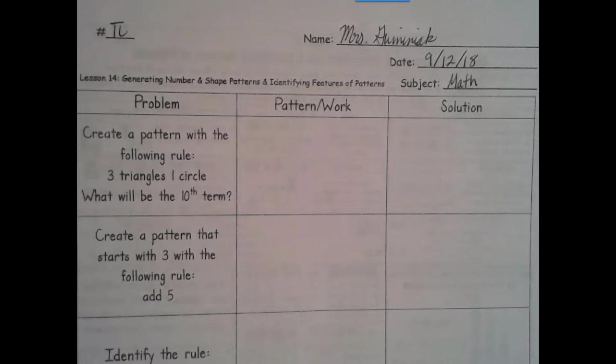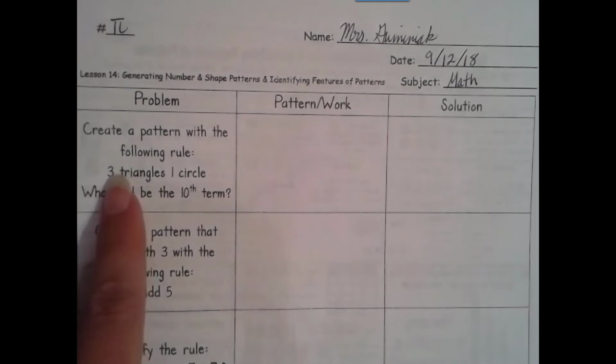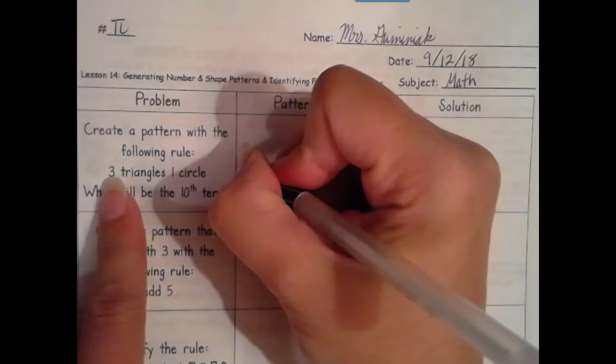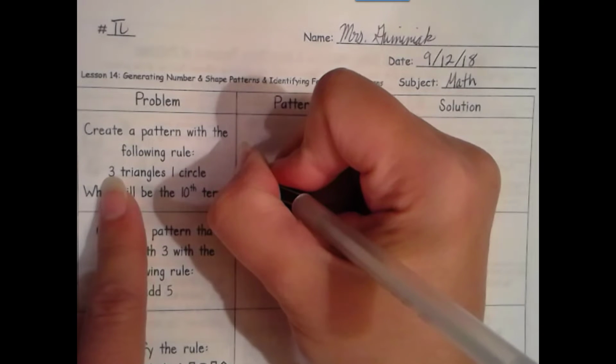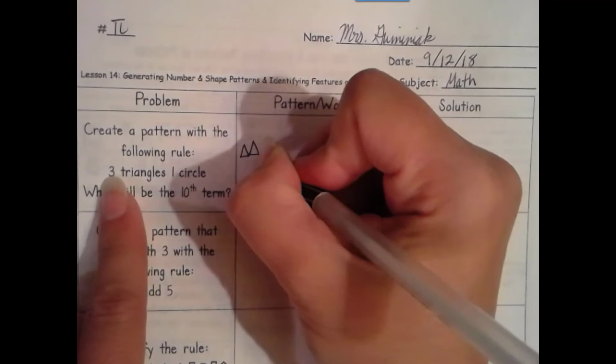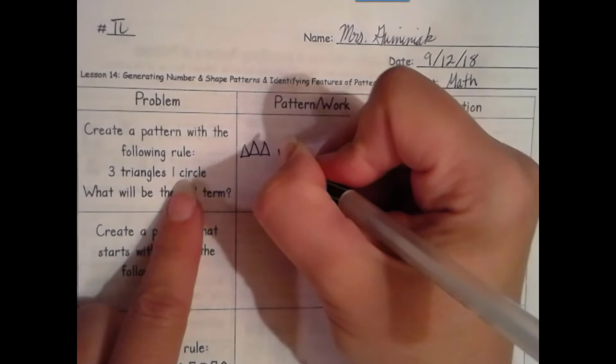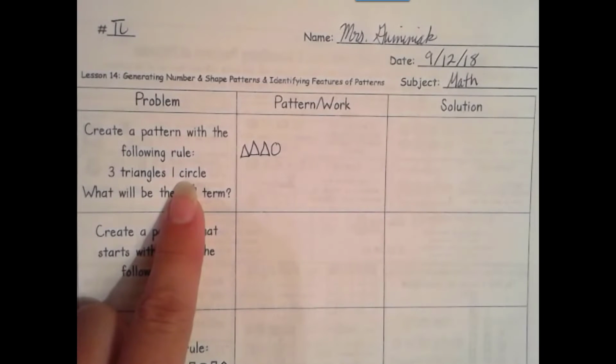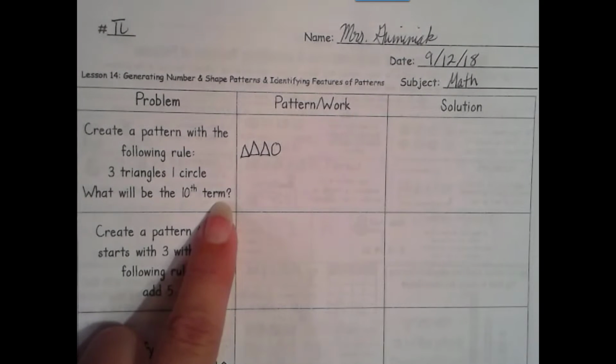Okay, so lesson 14. Create a pattern with the following rule. 3 triangles, 1 circle. And we want to answer, what will the 10th term be? So our pattern, we need 3 triangles, 1, 2, 3, and 1 circle. So we want to know what the 10th term will be.